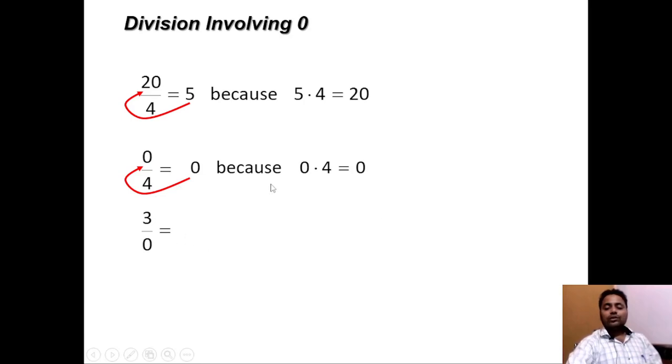Same, 3 divided by 0 is not possible, because we are taking 0 as the denominator. It means that we are dividing 3 by 0, and this simply means that we have to distribute something into 0 categories, which is impossible. So we cannot do this. So this is simply undefined.